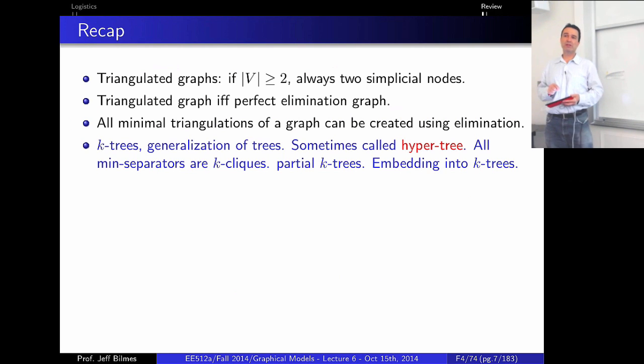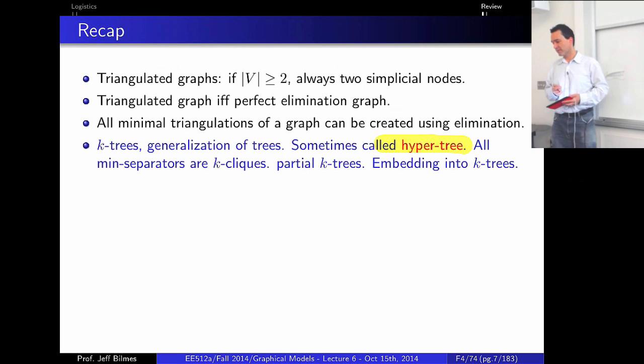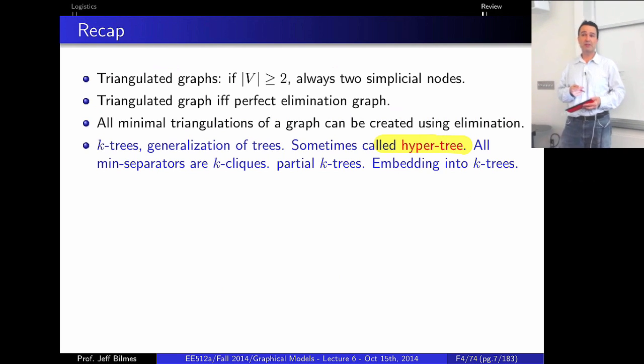We defined the notion of K-trees, which are generalizations of regular trees, which are called one-trees. Sometimes, and I think I forgot to mention this last time, these K-trees are called hypertrees, and you have hyperedges. Let me qualify that about hypertrees: K-trees are hypertrees, but not necessarily vice versa. All minimal separators in a K-tree are K-cliques, and we talked about the notion of partial K-trees, which would also be a hypertree for large enough K, and in fact could correspond to any hypertree for large enough K.